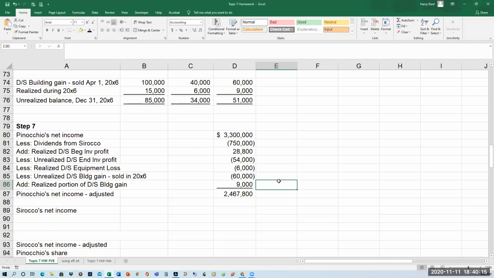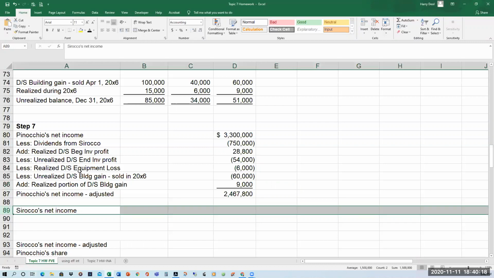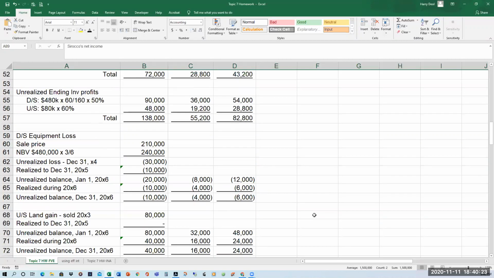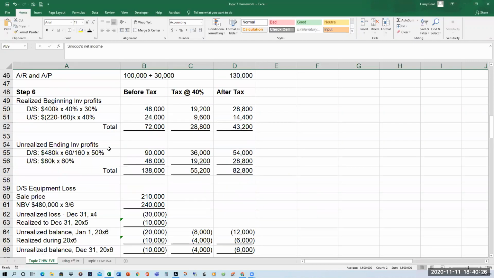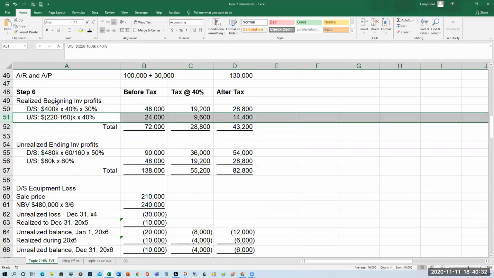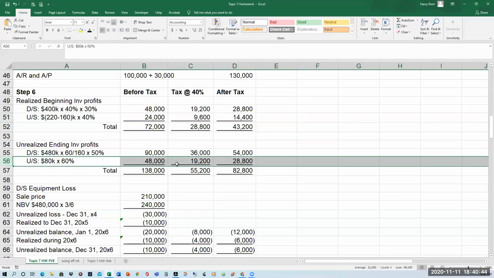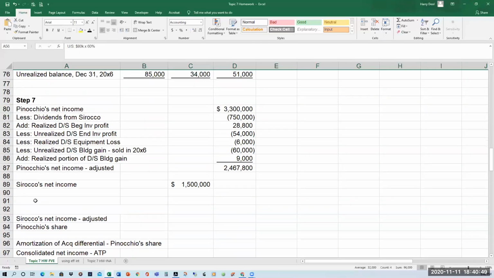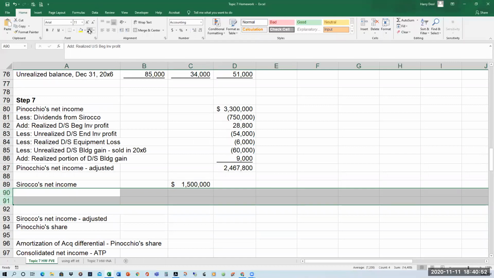Now with Sirocco's net income, we're going to have to make similar adjustments. You start with Sirocco's net income, $1.5 million. And then you want to look for upstream items, items that got impacted in the year 2006. Well, we have an upstream realized beginning inventory profit after taxes, $14,400, so you want to add $14,400. And there is an unrealized ending inventory upstream, $28,800, so this amount you want to minus. So add the realized beginning inventory, and minus the unrealized ending inventory.